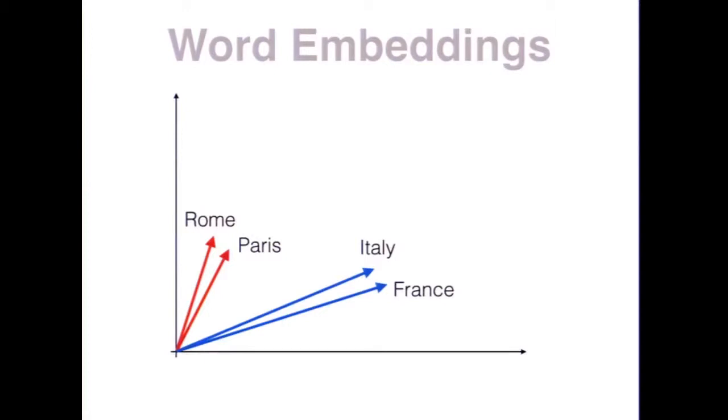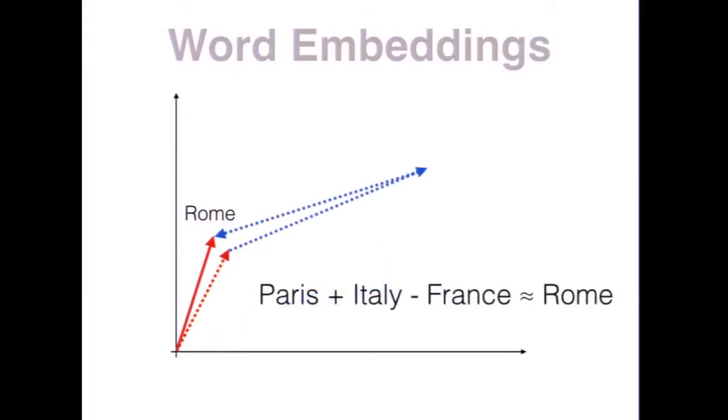So this is basically the magic with word embeddings. If you start with the vector for Paris, you add the vector for Italy, and you remove the vector for France, you end up with a vector which is very, very close to the vector for Rome. So you can map these semantic relationships with these analogies. So that's the overall idea of what word embeddings look like.